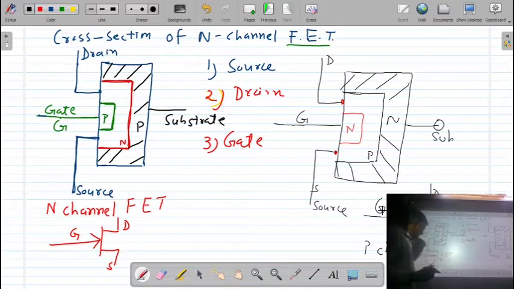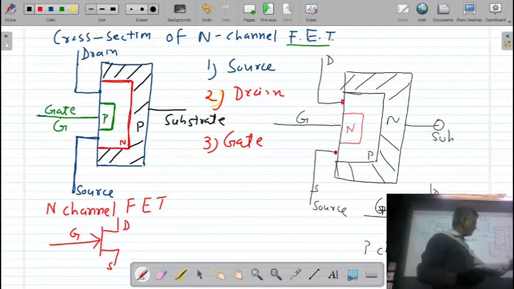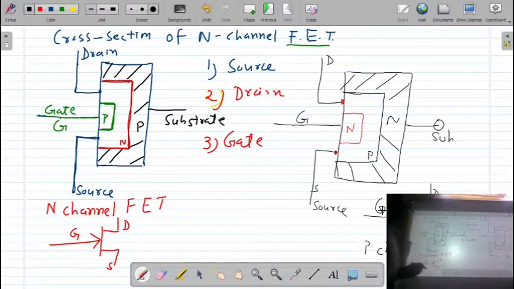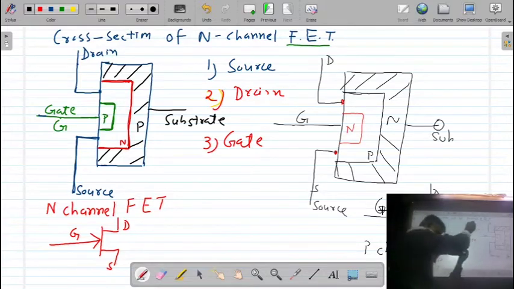In an N channel, the arrow on the gate shows inside. It shows the direction of current when the gate is forward biased. Here, in the P channel, the arrow is coming out. That shows the direction of current when the gate is forward biased. Remember, this is also known as a JFET.